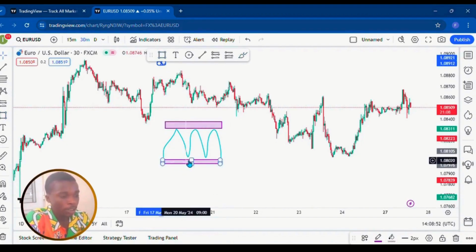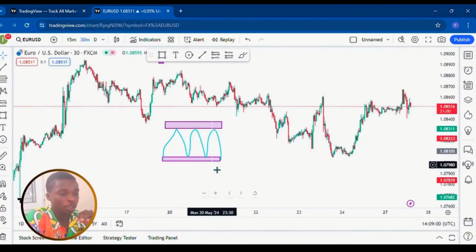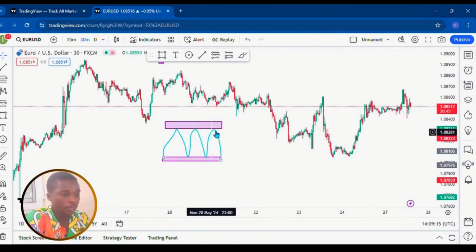Now you can see right at the bottom is called the support. At this bottom, price fails to break, price came and respected this zone. As you can see, it fails to break, bounces back, comes back down again, fails to break. So this point is called the support zone, while the top is called the resistance zone, the resistance area.